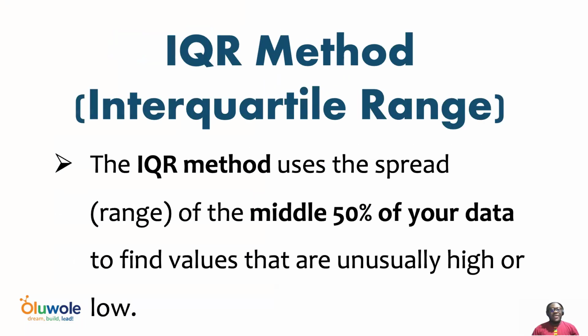Okay, so what is the IQR method? The IQR method uses the spread range of the middle 50% of your data to find values that are unusually high or low. Exactly. It uses the quartile. When you do your df.describe, you get your 25% quartile, your 50% quartile. Most of the time, the IQR method uses the middle 50% of the data. It looks at the spread of that 50% of the data set itself, and uses that to find the values that have gone above or gone below.